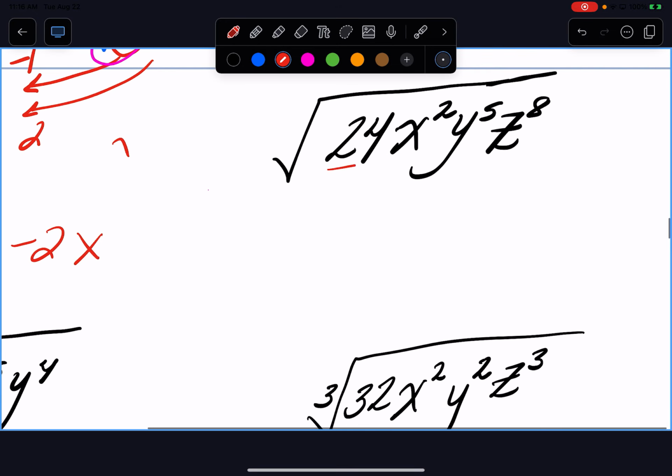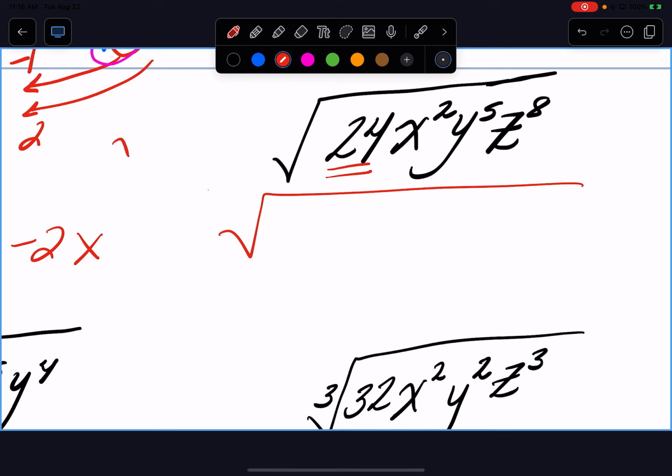I always, with numbers, if I need to, I break it down into the factor tree. So I'm going to go like this, 24, and I'm going to write it up here so I don't have to write it out so many times. Isn't that 6 times 4? Yes. Then I know 6 becomes 3 times 2, and then 4 is 2 times 2. True? That's exactly what we did. But then I do not write out a bunch of x's. I do not write out a bunch of y's, and I do not write out a bunch of z's. That's a waste of time. I go like this, x squared, y to the 5th, z to the 8th.